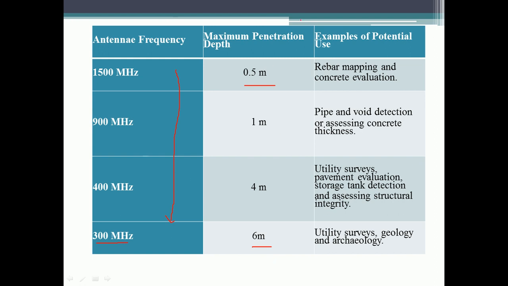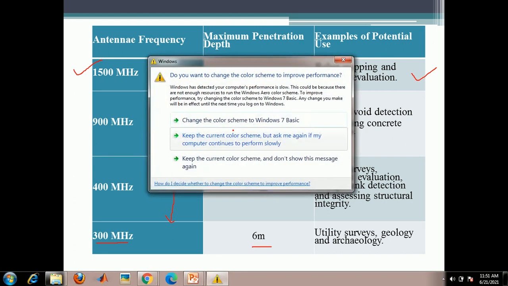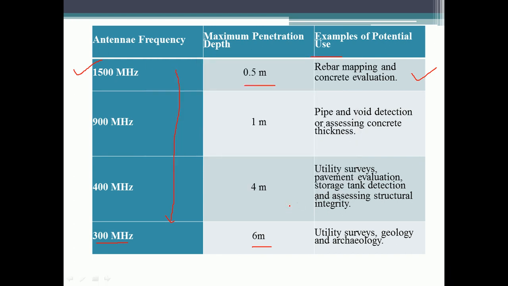Again, based on our utility, if you are evaluating concrete or rebar mapping, rebar being the reinforcement, or if you are working on concrete, then we can use the 1500 frequency antenna, and 0.5 meter depth is enough. And for the road surface, after the construction of the road, suppose you want to evaluate what structures are present below the road surface, it may be a pipe or any underground drainage system.